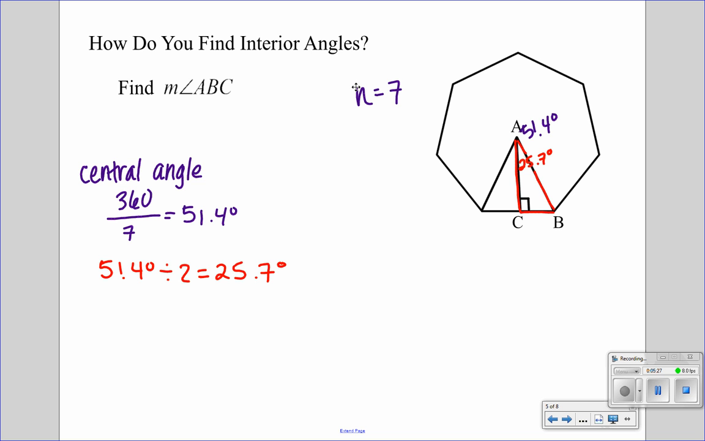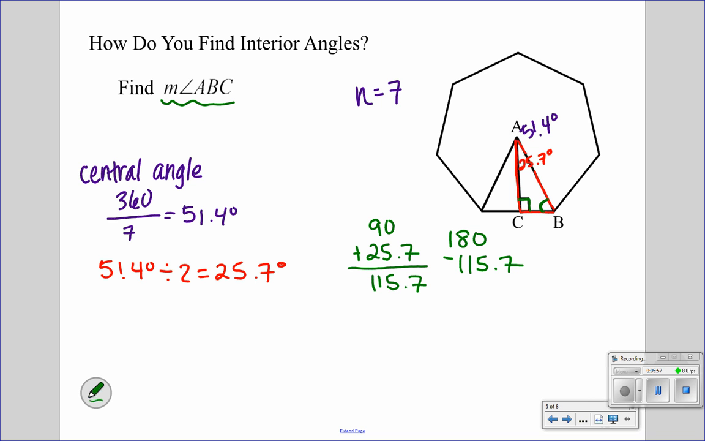Now, let's actually look at our very last one. Find the measure of angle ABC. Well, ABC is right here. And if you notice, I've outlined a right triangle in red. To find ABC, we actually can add the 90 degrees and the 25.7 degrees, and we get 115.7. Well, since this is a triangle, we can use the triangle sum theorem and do 180 minus 115.7. We're going to subtract those two, and we get 64.3 degrees to get this missing angle.